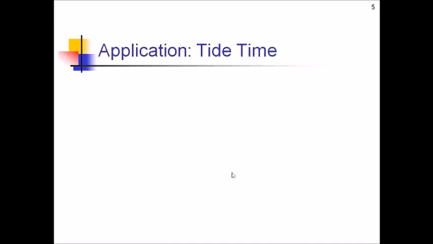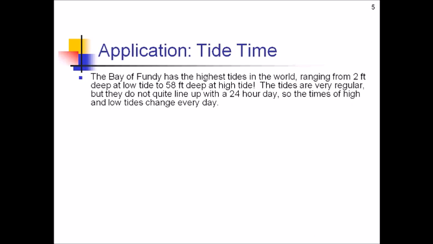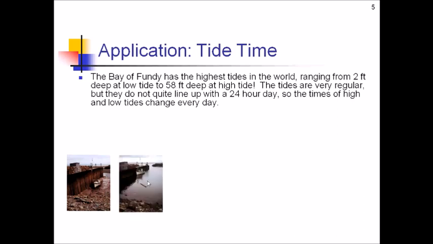For this next equation writing problem, we're going to do a real-life application. So the Bay of Fundy has the highest tides in the world, ranging from 2 feet deep at low tide, and here's kind of a low tide picture, to 58 feet deep at high tide. And I'm not really sure if this is high tide, but it's pretty close. You can see the water comes up a little higher there if you look at the water line. So these tides are very regular, but they don't quite line up with the 24-hour day. So high and low tide are going to change every day. It's not going to be 7 o'clock every day.